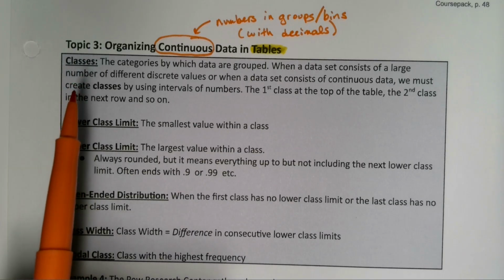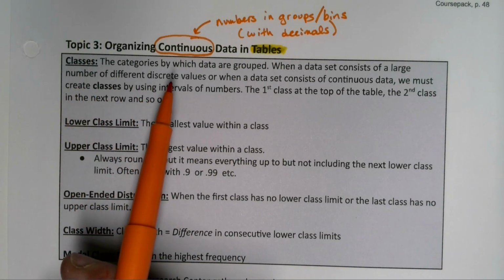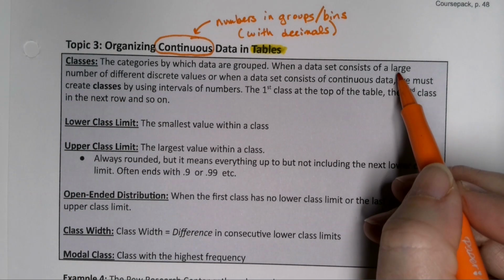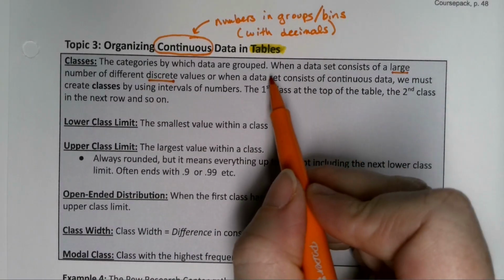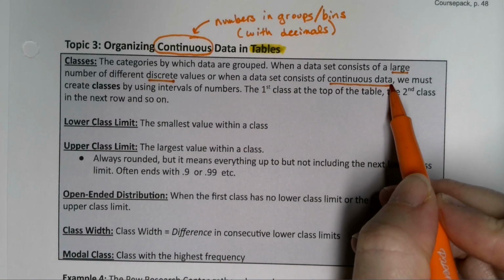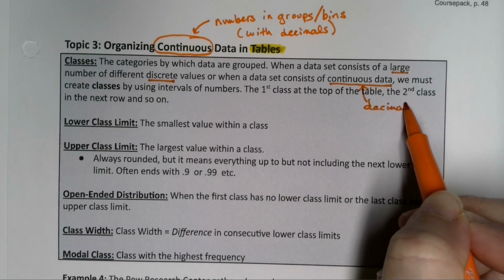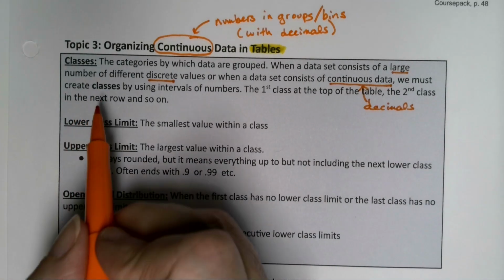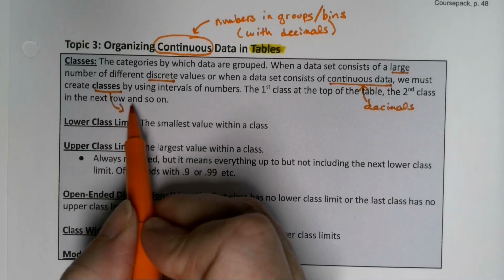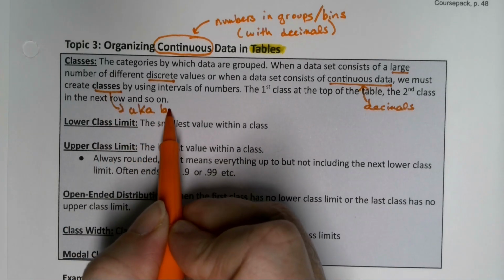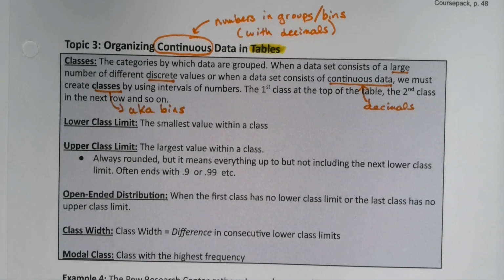When a data set consists of a large number of different discrete values, or the data set has continuous data, i.e. decimals, we will put them into groups and create classes. Another word for classes is bins, right, using intervals of numbers.